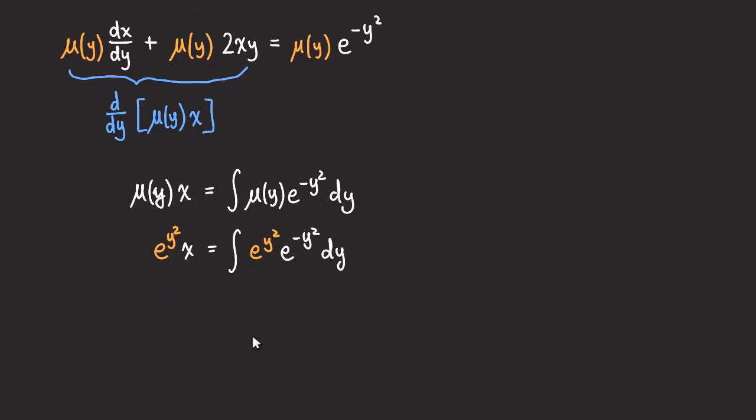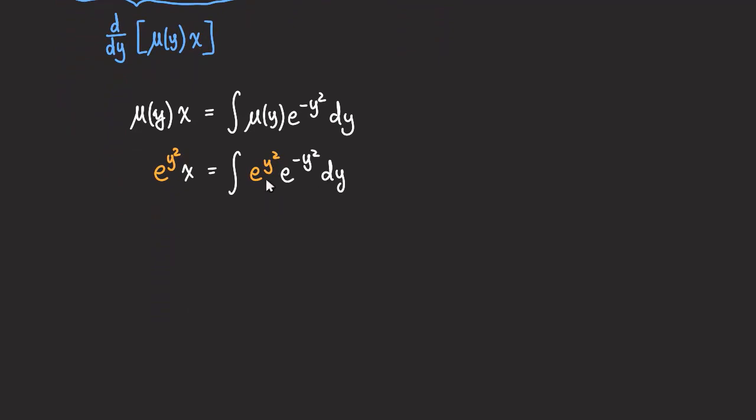And so now let's continue with the calculation. See that here e to the y squared and e to the negative y squared, we can add their exponents and that will give us e to the 0. So we are simply getting 1 as the integrand. So we are getting e to the y squared x is equal to the integral of 1 dy. This one is really easy to integrate. So we get e to the y squared x is equal to simply y plus c, the constant.